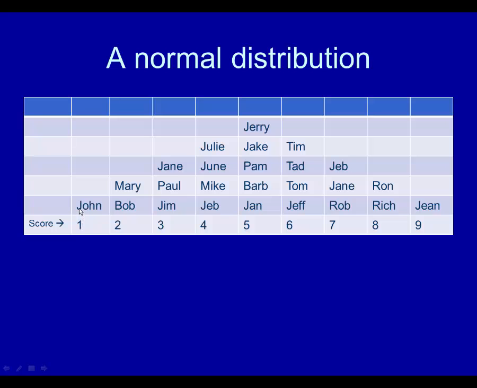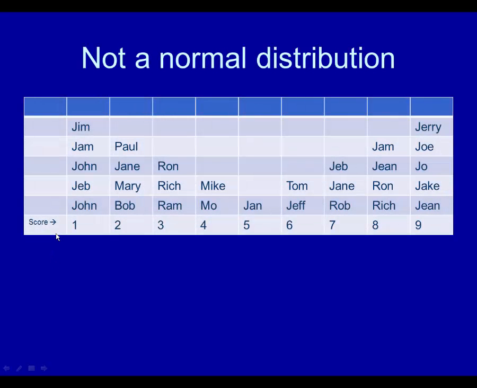So as you can see from the two extremes, it goes from very few people, it increases up to the middle, where you find the most people, and then it comes back down like that. That is the normal distribution.